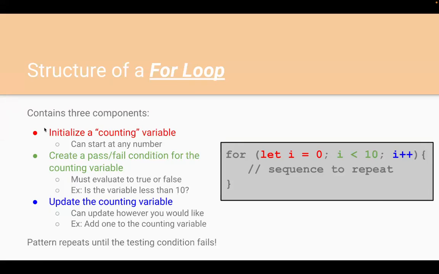So yeah, and here is an example in more technical terms, I guess. Pretty much we're just initializing a counting variable, we're creating a pass or fail condition for the counting variable, and then we're updating the counting variable every time we go through the for loop.